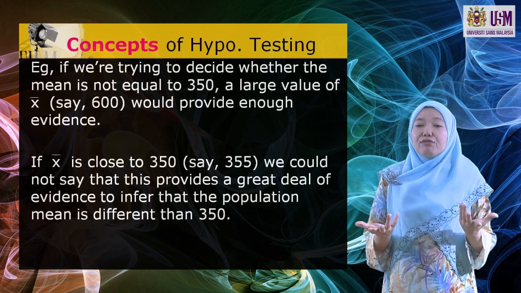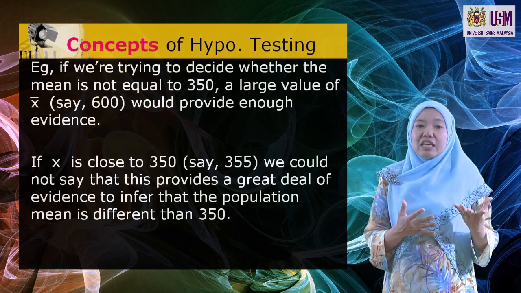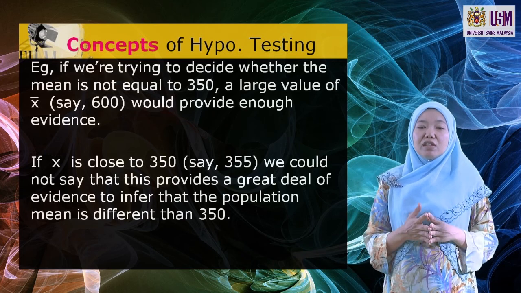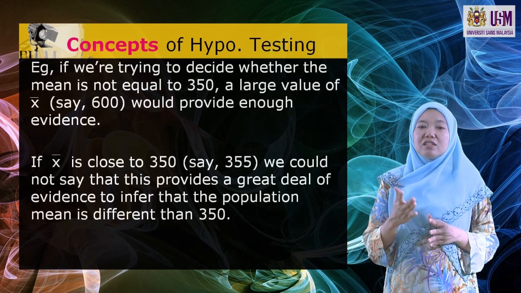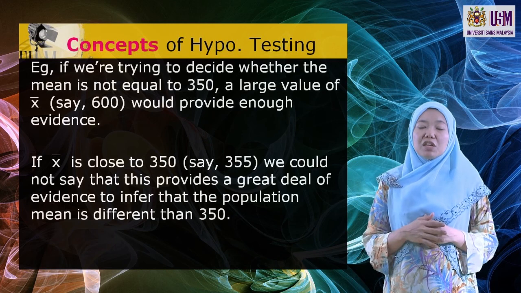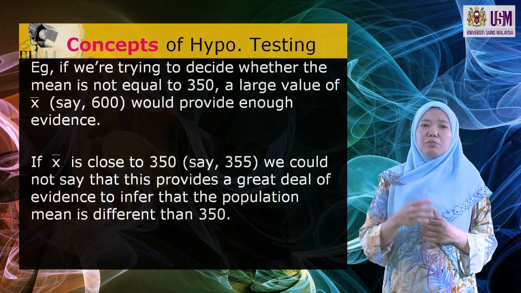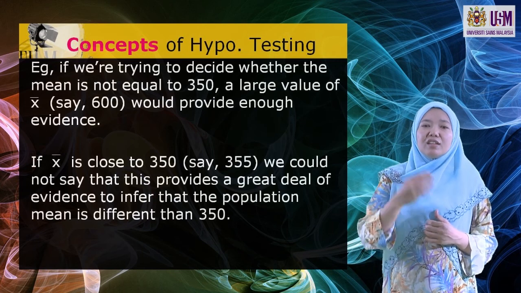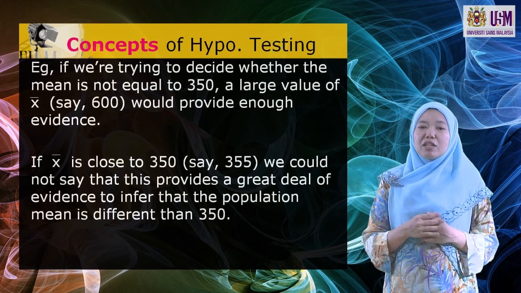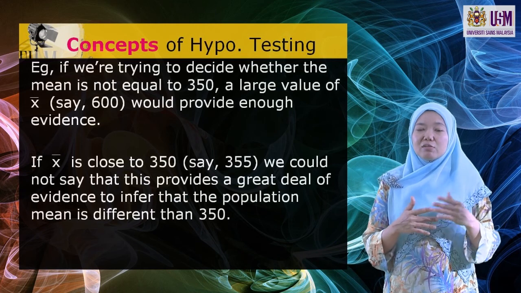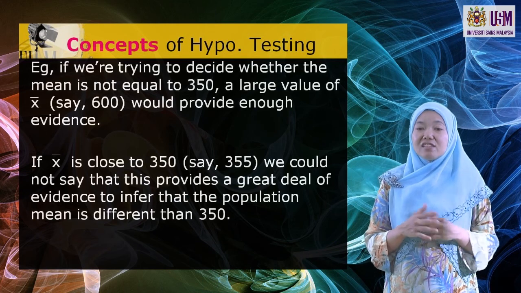Let's say 355. We could not say whether this provides a great deal of evidence to infer that the population mean is different from 350. So in other words, how can you tell between 600 and 355 whether they are closer to 350 or far apart, in terms of distance, for making decisions?